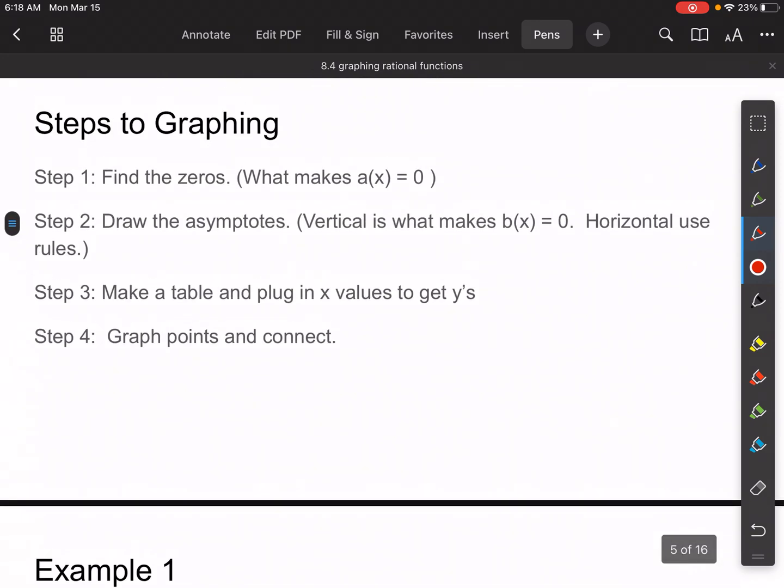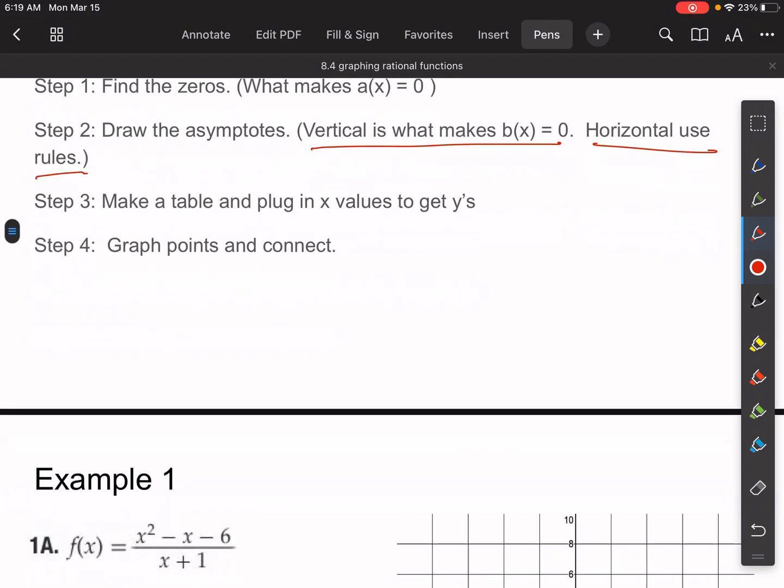So, some steps to graphing. One of the first things you're going to want to do with all of this is find the zeros. So you want to factor to find the zeros. Draw your asymptotes in. Vertical is whatever makes the denominator go to 0. Horizontal, you have 3 rules that you can refer back to. Step 3, make a table and plug in x values to get the y values out, and then graph the points and connect. So let's do one.